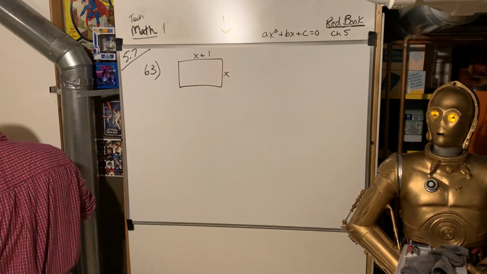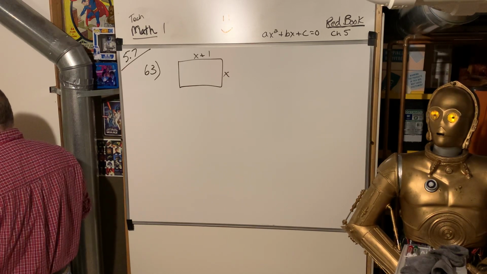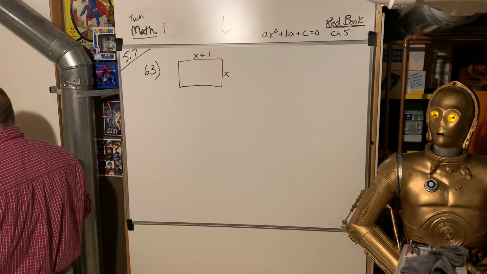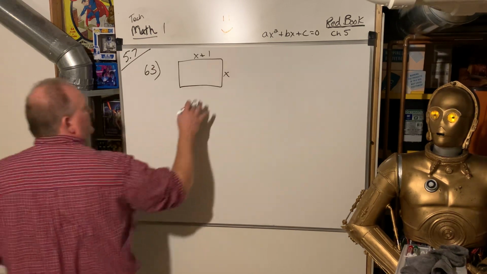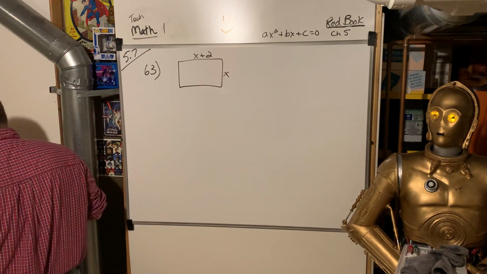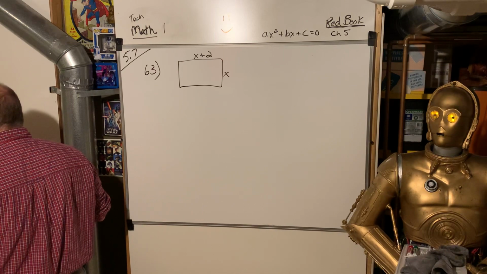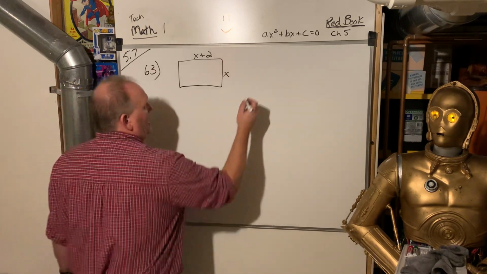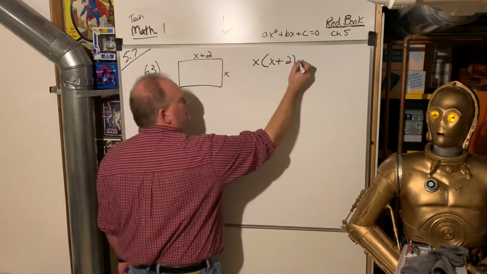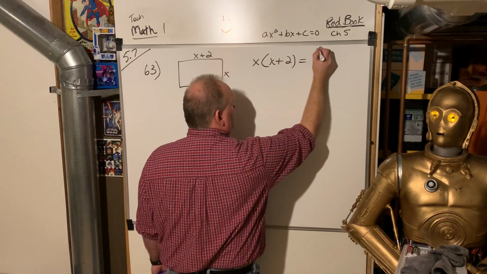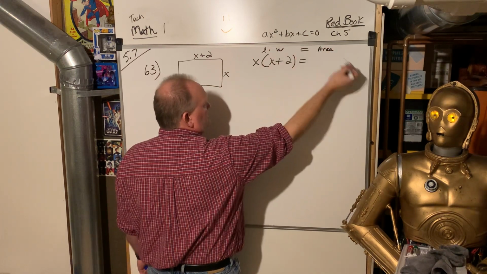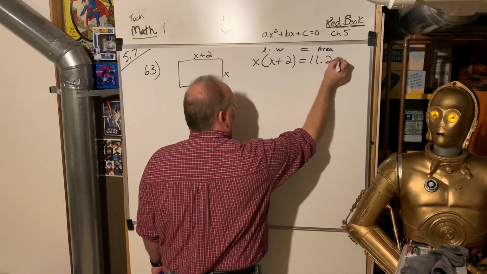All right, and so area. The length of a rectangle is 2 meters more than the width. Oh wait, so this is a different problem. 2 meters more than the width. And the area is 11.25. Okay, so x times x plus 2, length times width, is equal to the area. Here, I'll write length times width equals area, and so that's 11.25.